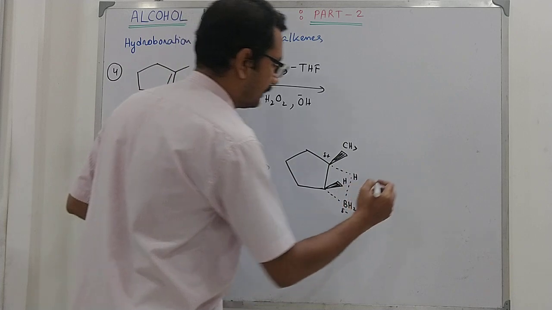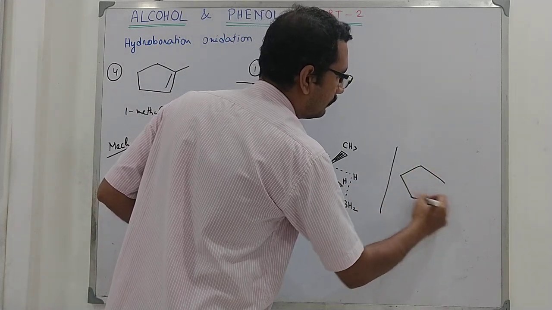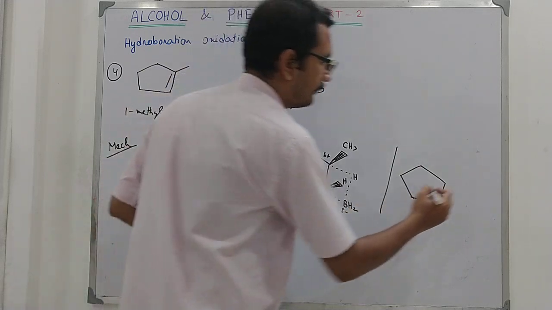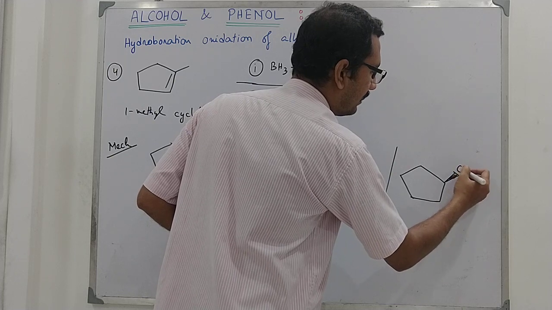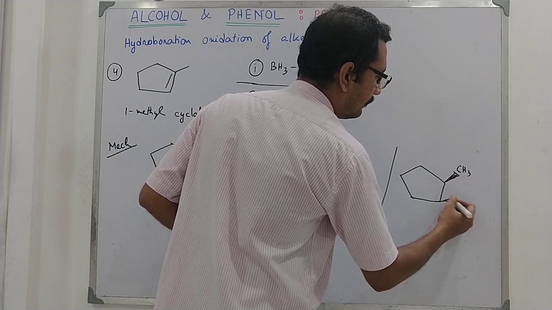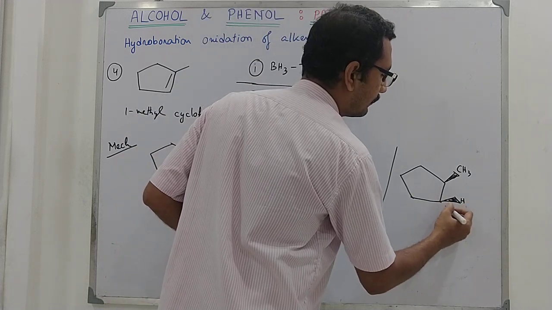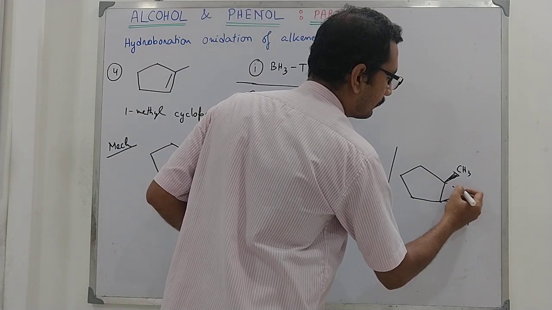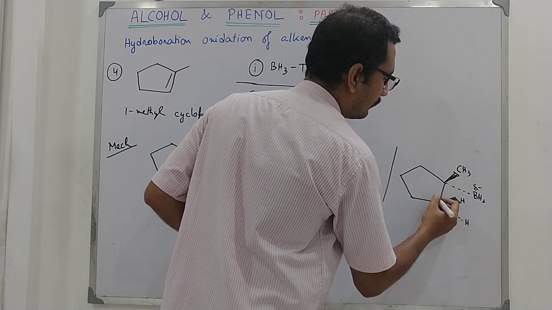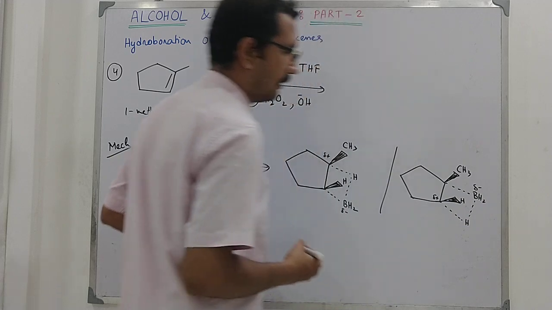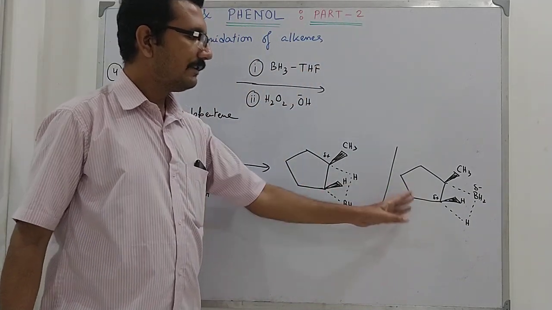Also we have another option, or, here we have a methyl group, here we have a hydrogen atom, this one. Now we have to judge which one is stable.